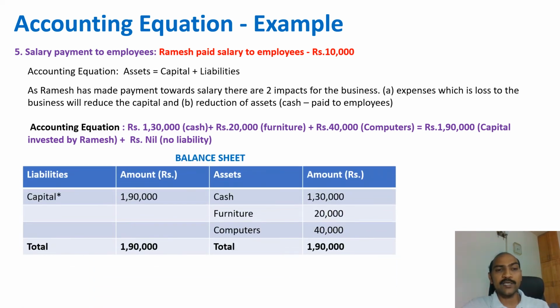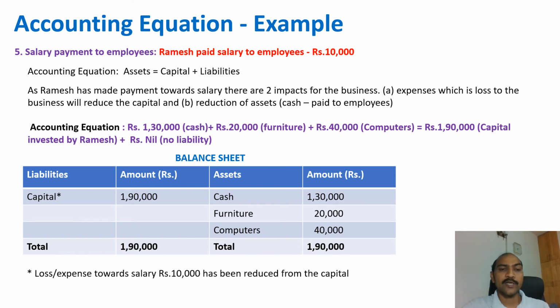So the balance sheet on this particular date, if you see, capital is 1,90,000. Loss or expense towards salary 10,000 has been reduced from the capital. And on the asset side, cash is 1,30,000 rupees, 10,000 reduced compared to the previous transaction. Furniture 20,000, computer 40,000. Now if you see the asset and liability total, it is 1,90,000 rupees.